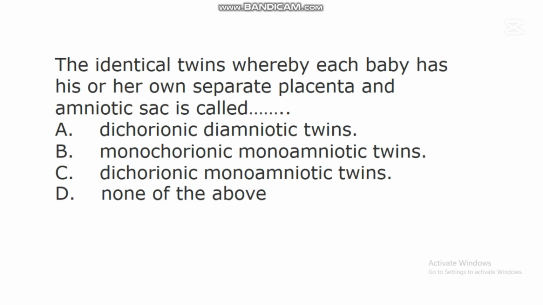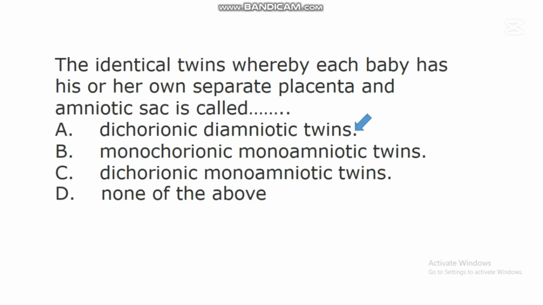The next question says, the identical twins whereby each baby has his or her own separate placenta and amniotic sac are called dash. A. Dichorionic diamniotic twins. B. Monochorionic monoamniotic twins. C. Dichorionic monoamniotic twins. D. None of the above. In this question, the correct answer is A.